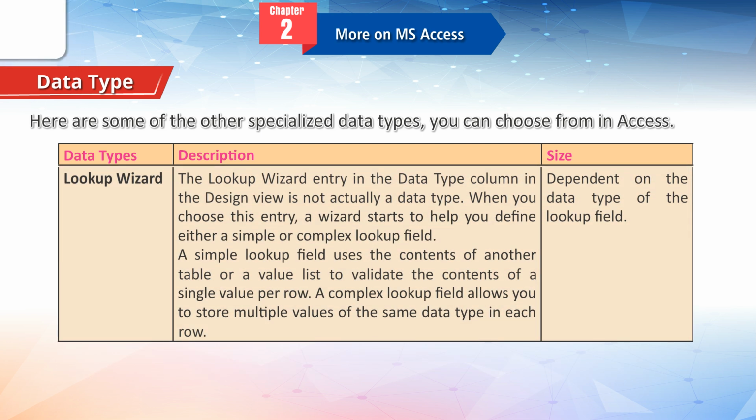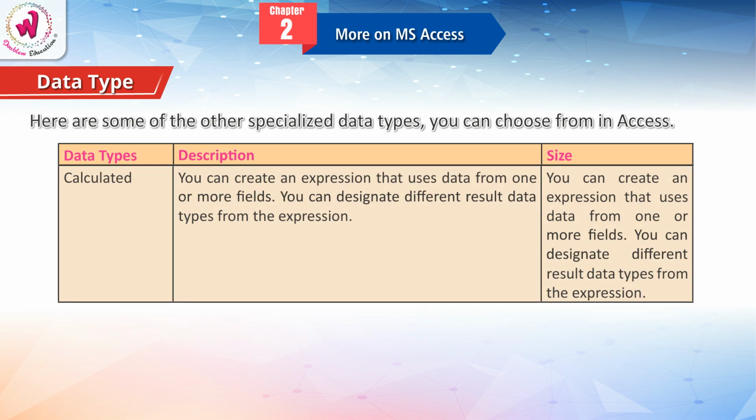Lookup wizard. The lookup wizard entry in the data type column in the design view is not actually a data type. When you choose this entry, a wizard starts to help you define either a simple or complex lookup field. A simple lookup field uses the contents of another table or a value list to validate the contents of a single value per row. A complex lookup field allows you to store multiple values of the same data type in each row, dependent on the data type of the lookup field.